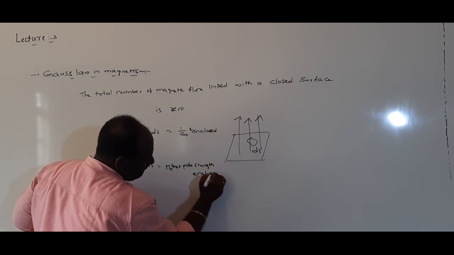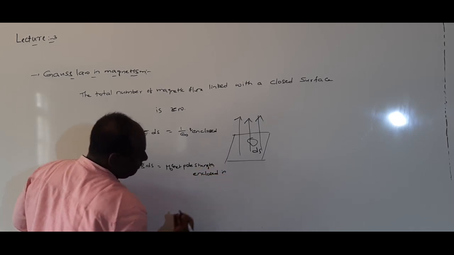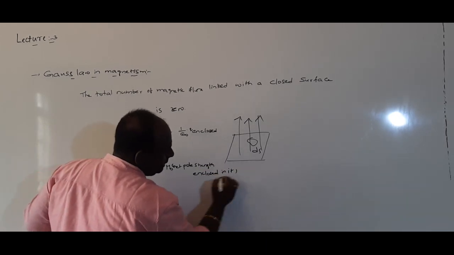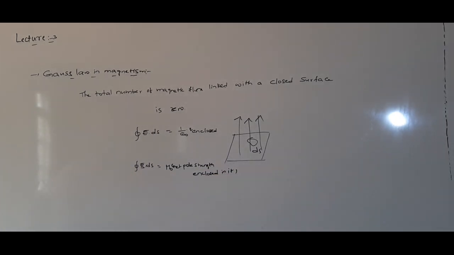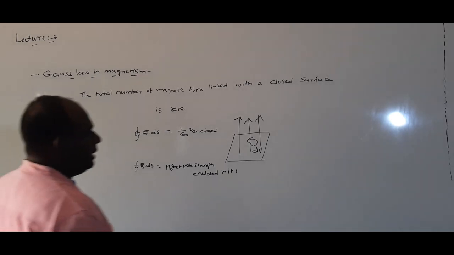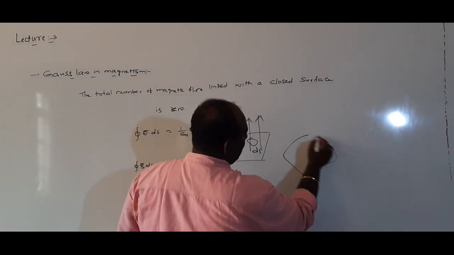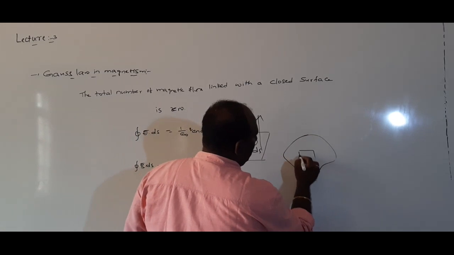Enclosed in it. Net pole strength enclosed in it. Sir, we assume net pole strength enclosed in it. What it means? Assume I am going to consider this elemental surface. In this, a dipole I placed.